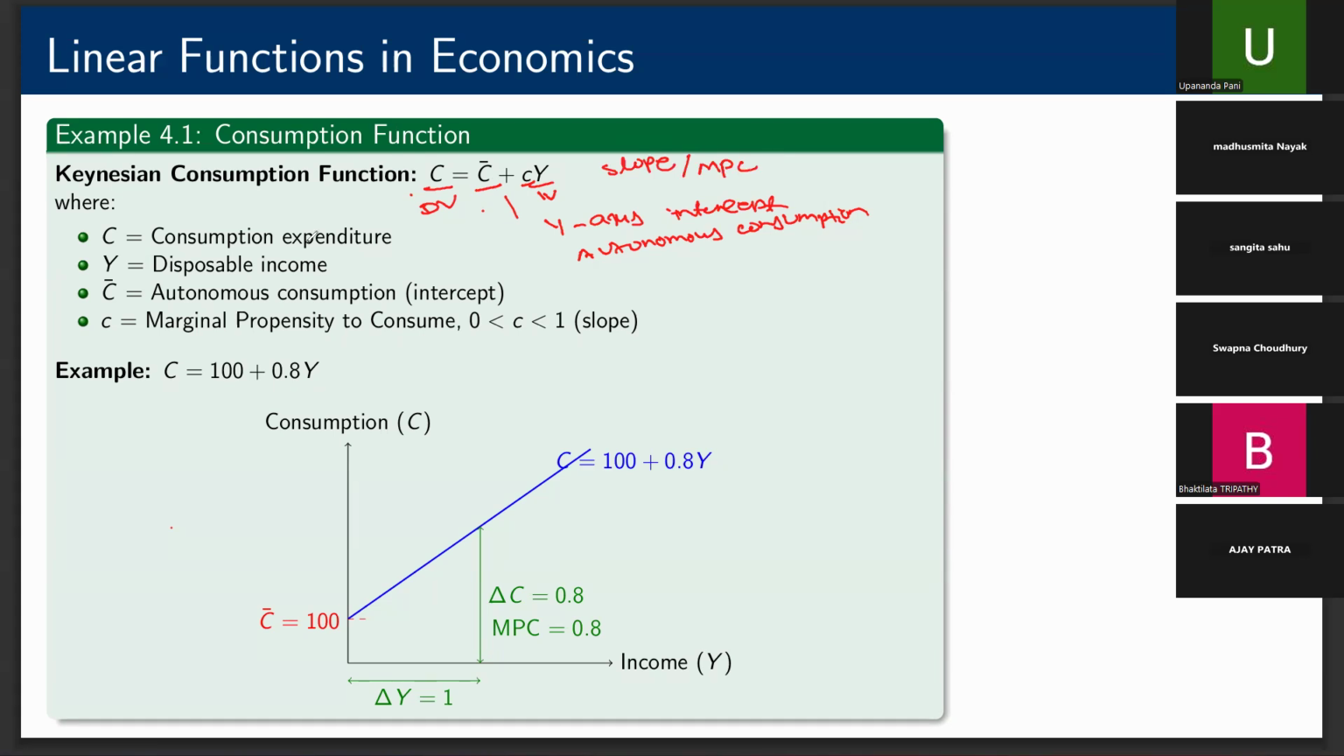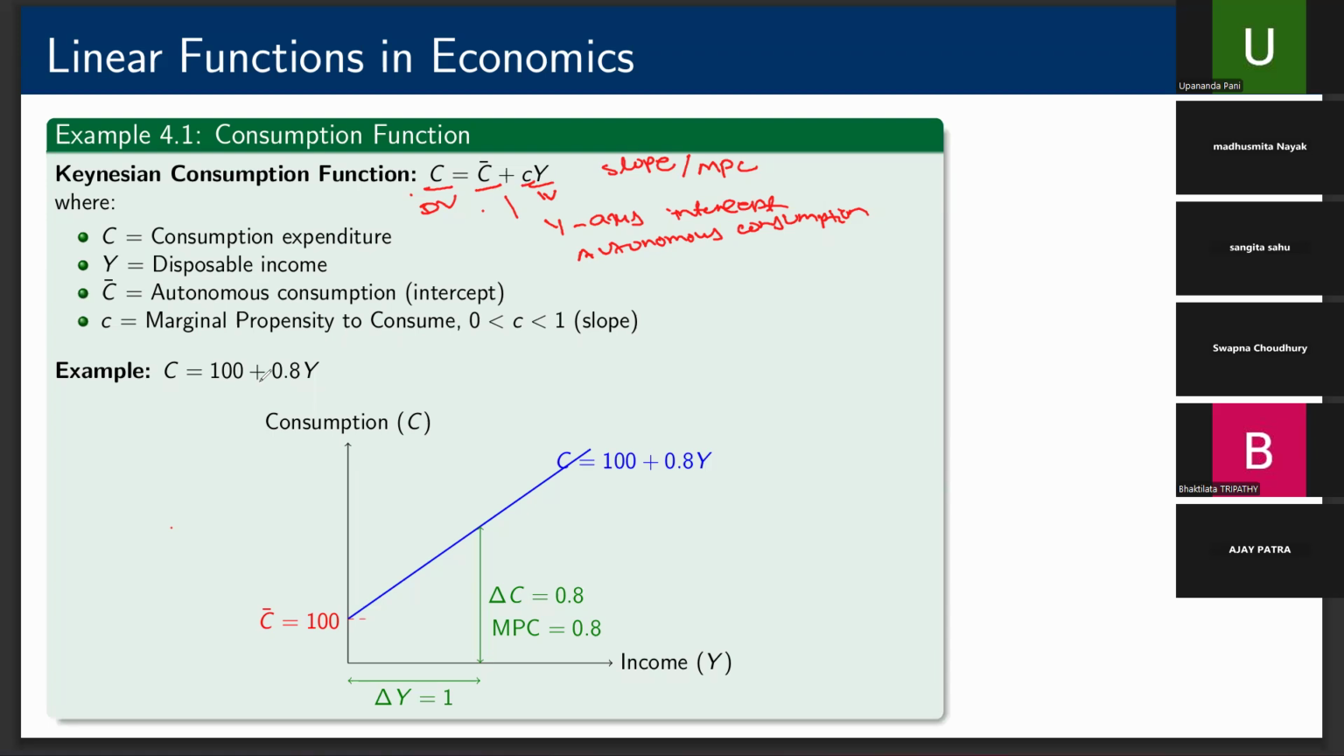Take the example, suppose C equals 100 plus 0.8y. What can we say about this function? It is clear that y is my income, which is an independent variable, and C, the consumption, is the dependent variable. As the highest power of y is equal to 1, it is a linear function. Now, the constants of this function are 100 and 0.8. How to interpret it? Here, 100 is my autonomous consumption, the part of the consumption which is free from income. That means if my income is 0, I will still consume that part.